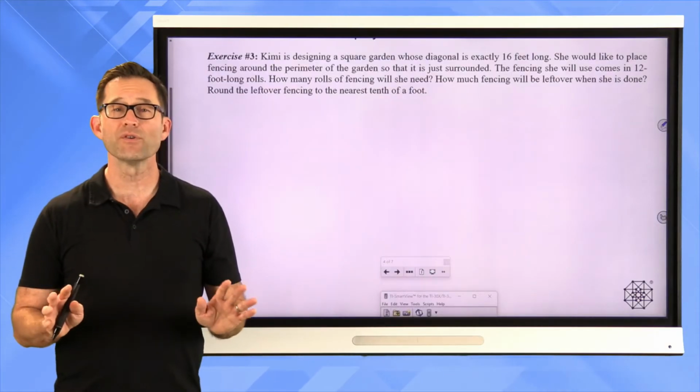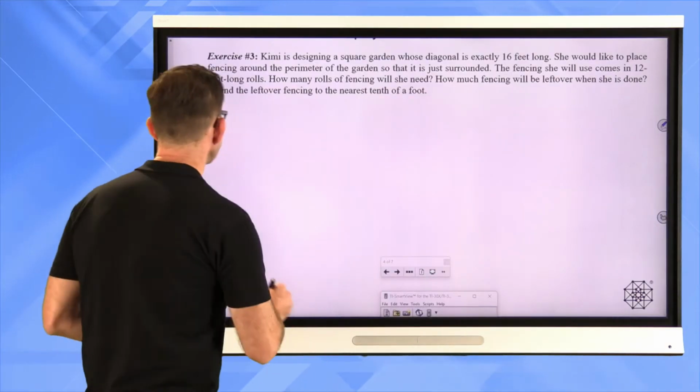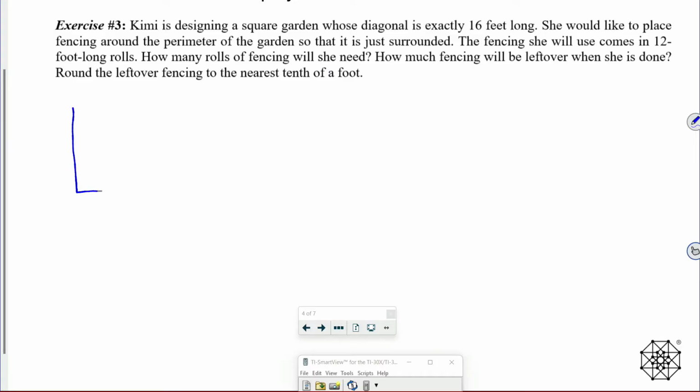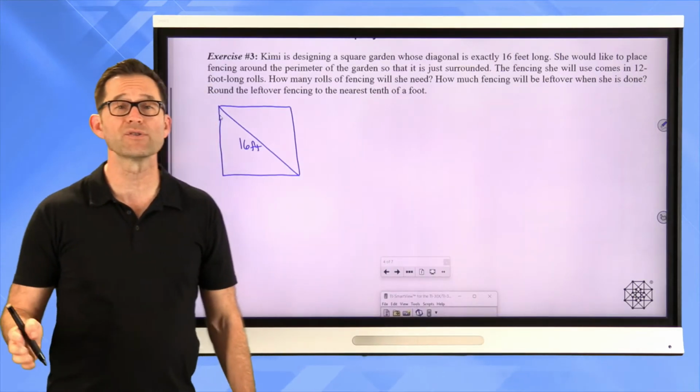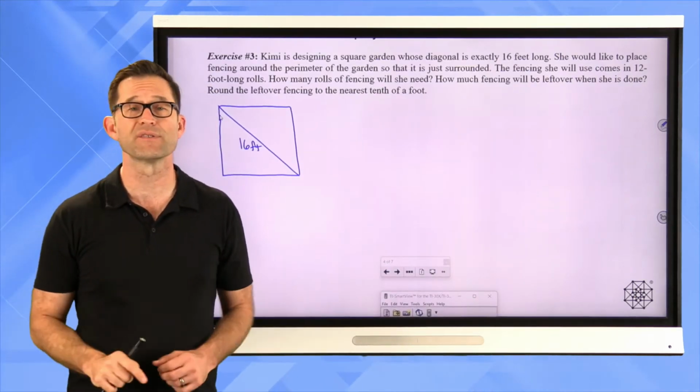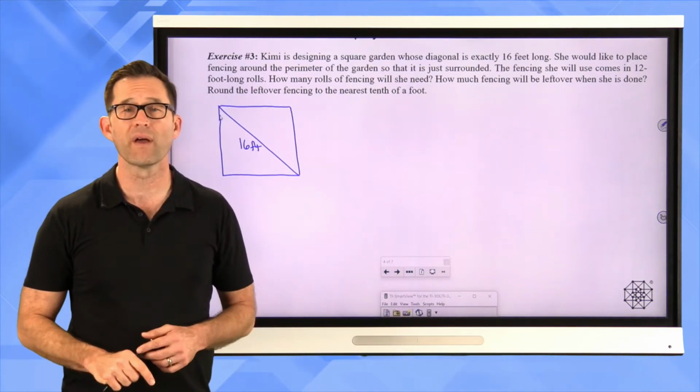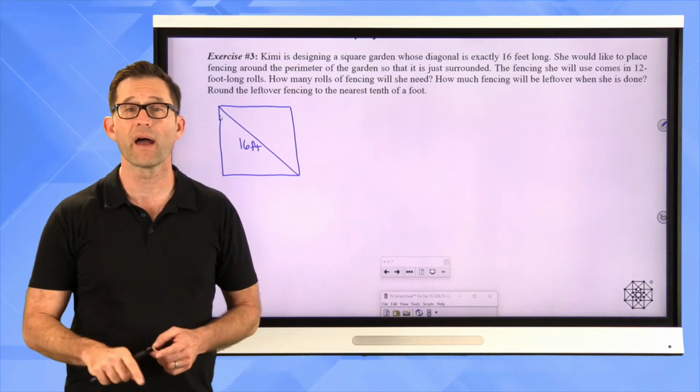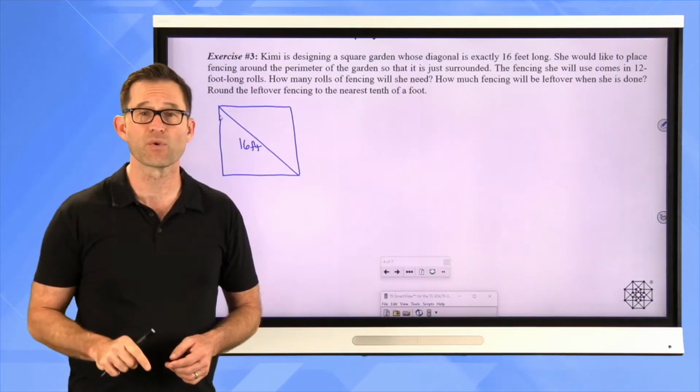All right, well, the first part of the modeling that I want to do here is by just drawing a picture. So I've got my square. And the only thing I really know about the square is that its diagonal is 16 feet long. Now you might wonder about the other diagonal. Well, since squares are rectangles, the two diagonals have the same length, so I'm just going to draw the one diagonal. We don't need fencing around the diagonal. We just need it around the square.